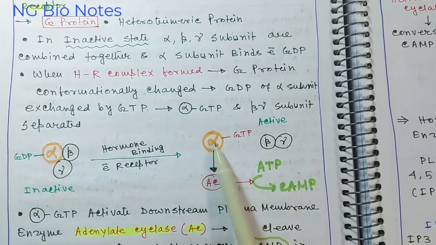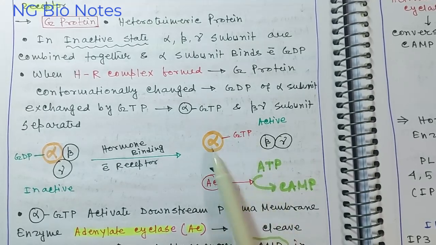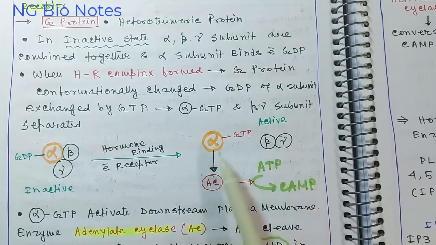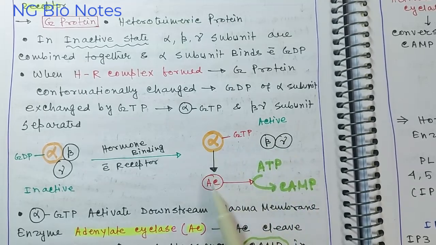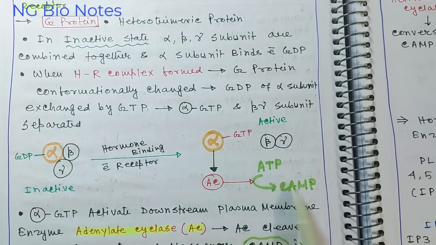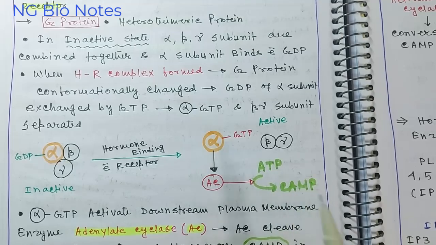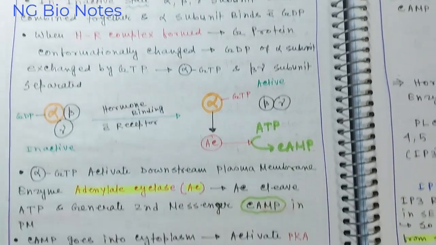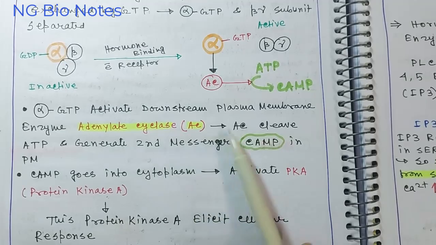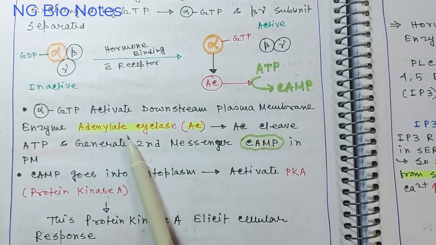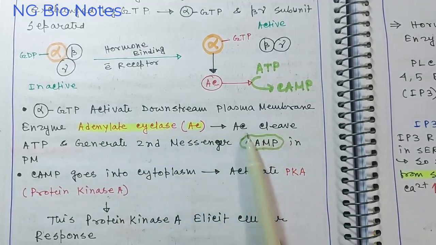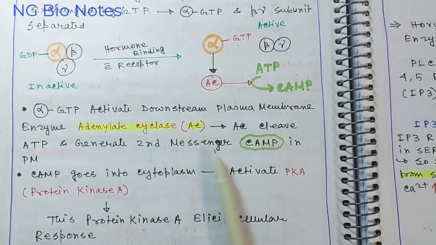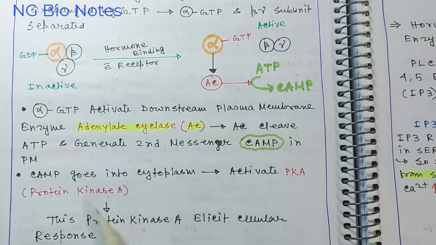So this is the alpha subunit, separated alpha subunit which binds with GTP, and these are the beta gamma subunits. Now this alpha GTP activates adenylyl cyclase, and this will generate cyclic AMP from ATP. This forms cyclic AMP as a second messenger. Alpha GTP activates a downstream plasma membrane enzyme, adenylyl cyclase, and this AC cleaves ATP and generates the second messenger, that is cyclic AMP.